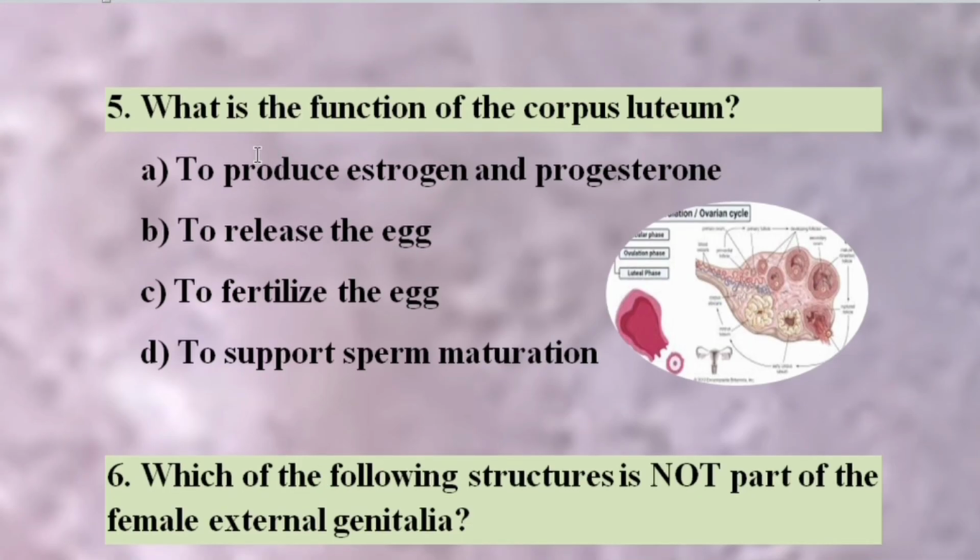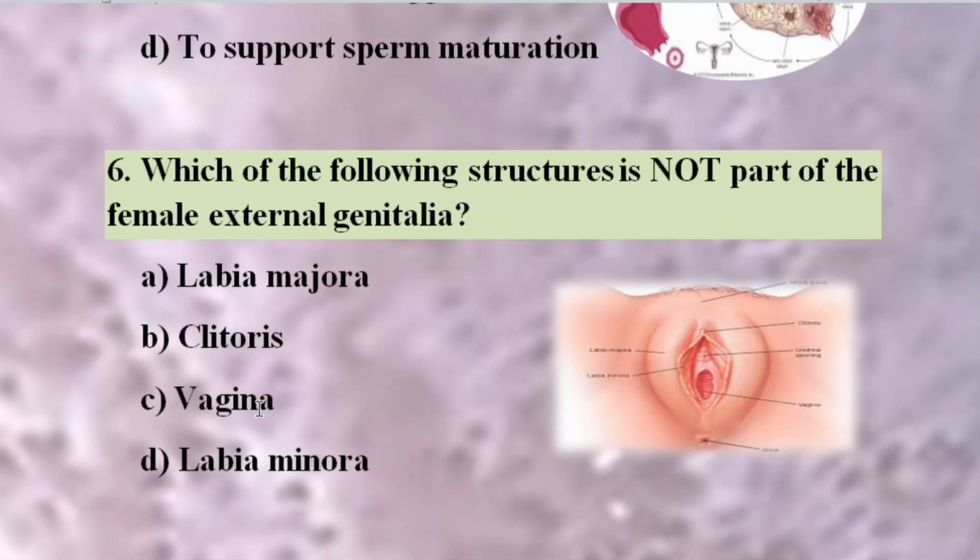What is the function of corpus luteum? Alpha, to produce estrogen and progesterone; beta, to release the egg; Charlie, to fertilize the egg; delta, to support the sperm maturation. Here the right option is alpha, to produce estrogen and progesterone. Which of the following structures is not part of the female external genitalia? Alpha, labia majora; beta, clitoris; Charlie, vagina; delta, labia minora. Here the right option is Charlie, vagina.